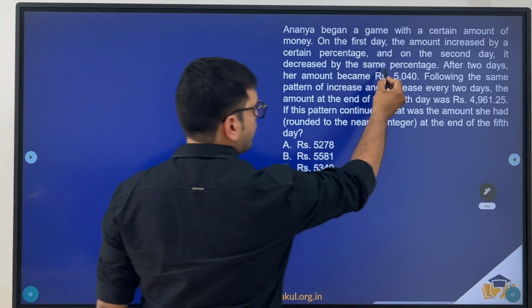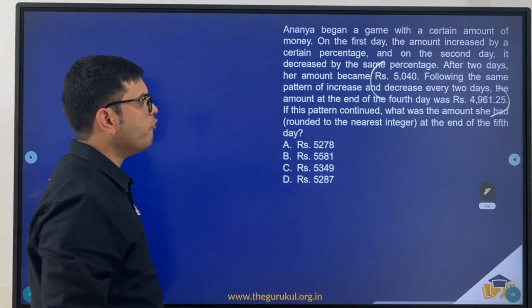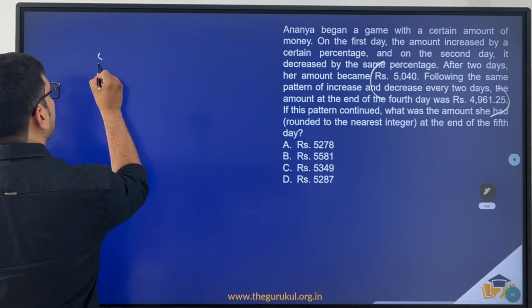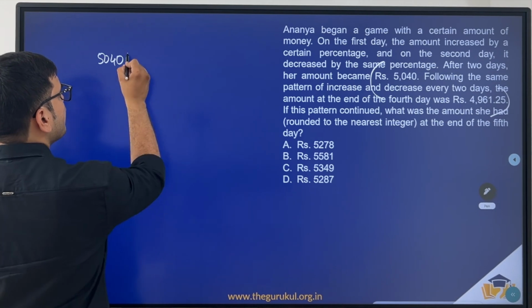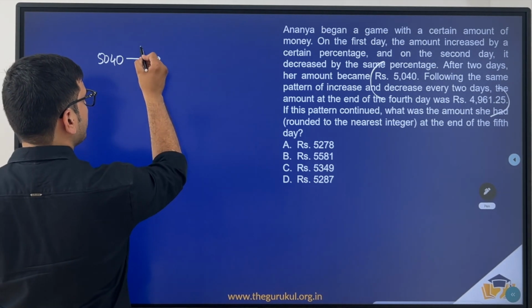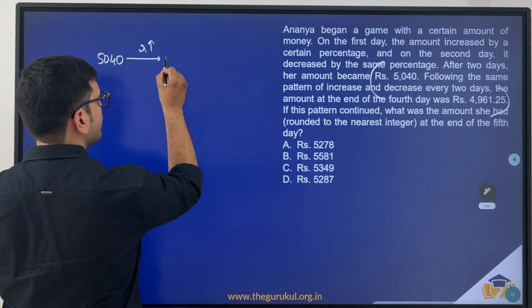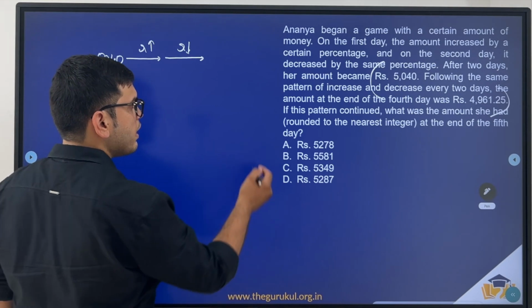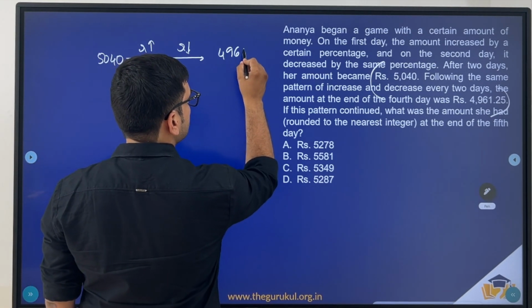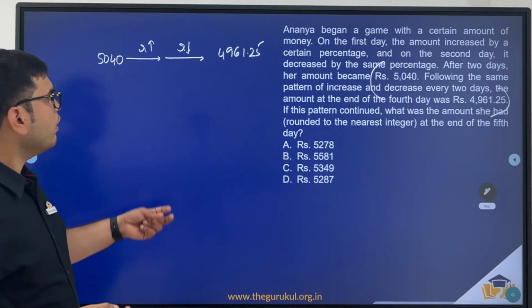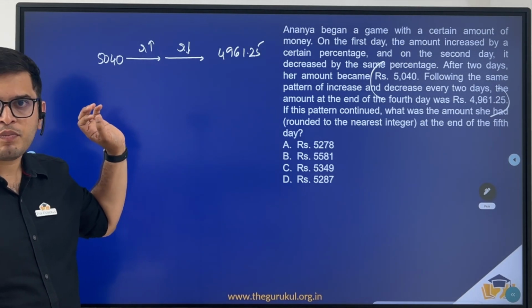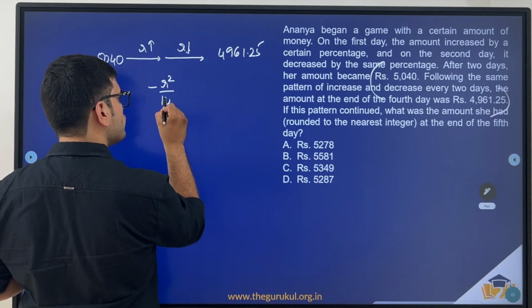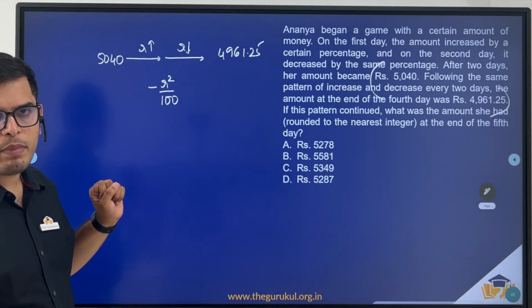So let me consider the transaction from 5040 to 4961.25. So 5040, right? So let me consider the percentage increase to be R percent. So it was increased by R percent and decreased by R percent. Then this has become 4961.25. Now, this is a successive percentage change, right? So the resultant percentage would be minus R square by 100. So there will be a loss of R square by 100 percent.